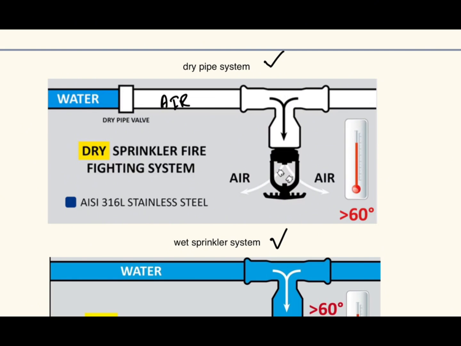and they are filled with pressurized air or nitrogen, not water. So the difference is that the dry pipe system is filled with air. There is no water. It is not filled with water, right?